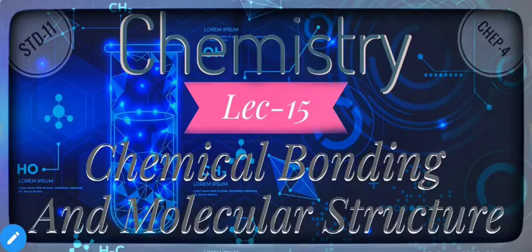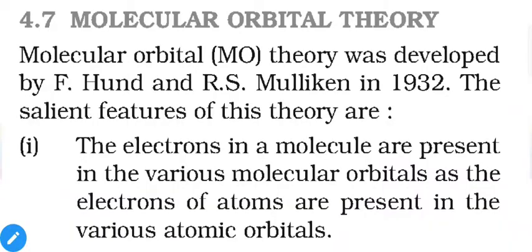So now let us talk about molecular orbital theory. Molecular orbital theory was developed by F. Hund and R. S. Mulliken in 1932. The salient features of this theory are as mentioned below. First, electrons in a molecule are present in various molecular orbitals, as the electrons of atoms are present in various atomic orbitals. So that means we have to arrange electrons in a molecule just like we arrange them in atoms.